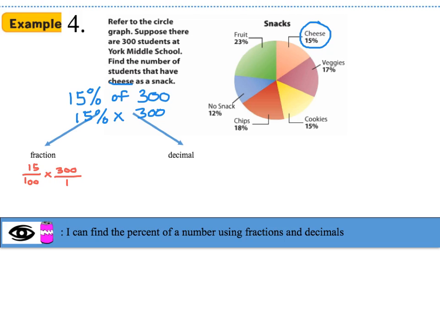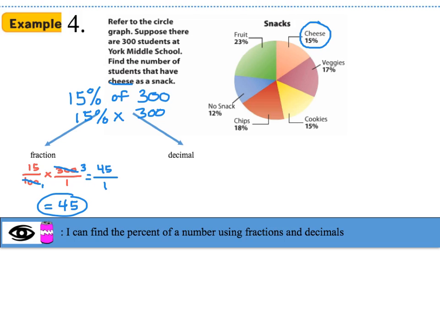What I can do now is I can cross cancel. I know that 100 goes into 100 once, and 100 goes into 300 3 times. So let's multiply our numerators now. 15 times 3 is 45. And 1 times 1 in the denominator is equal to 1. So this means that 45 kids have cheese snacks.